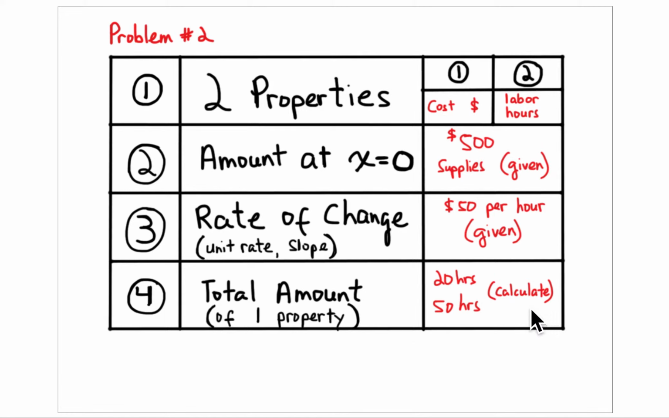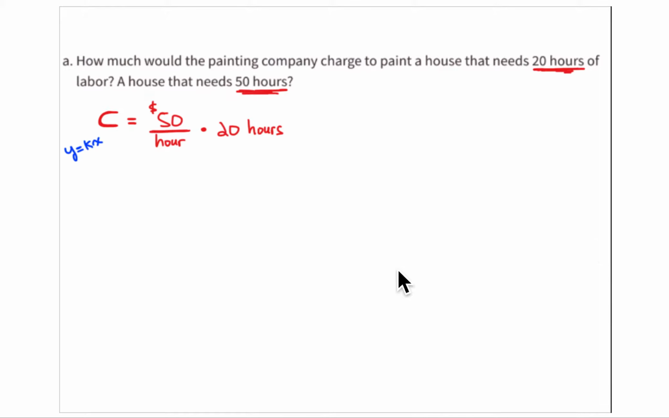That's the problem. If they work 20 hours, what's your total cost? If they work 50 hours, what is your total cost? That's the problem that you're going to figure out. But this gives you all the information that you're given in the problem in an organized way, so a way that you can look at it and then use it. All right, so let's go back. The cost of painting the house is $50 per hour. And the first question is, what if they take 20 hours to paint that house?